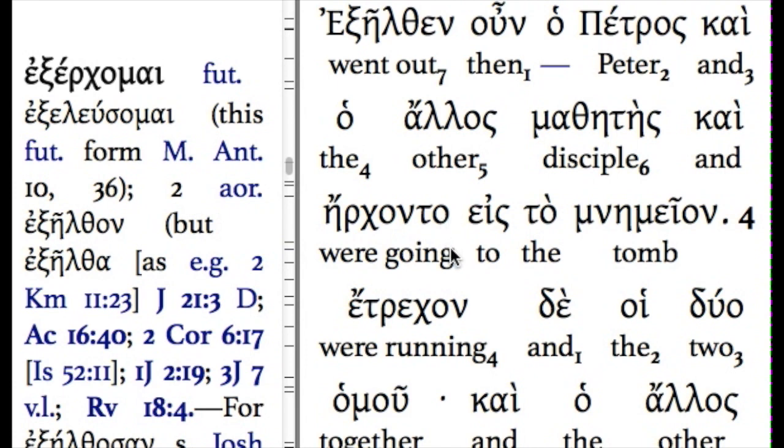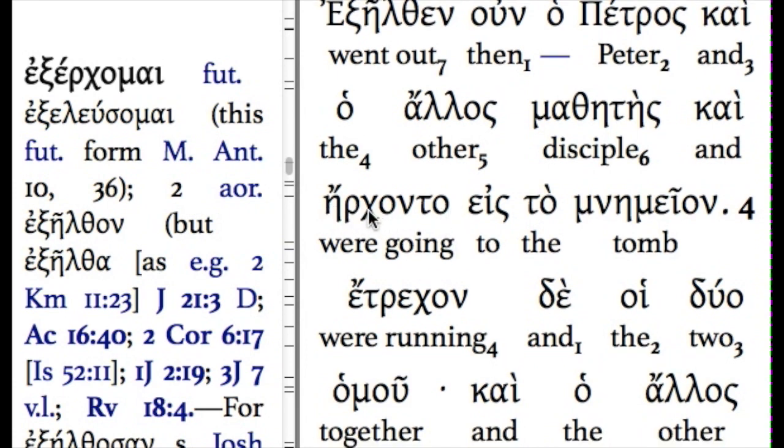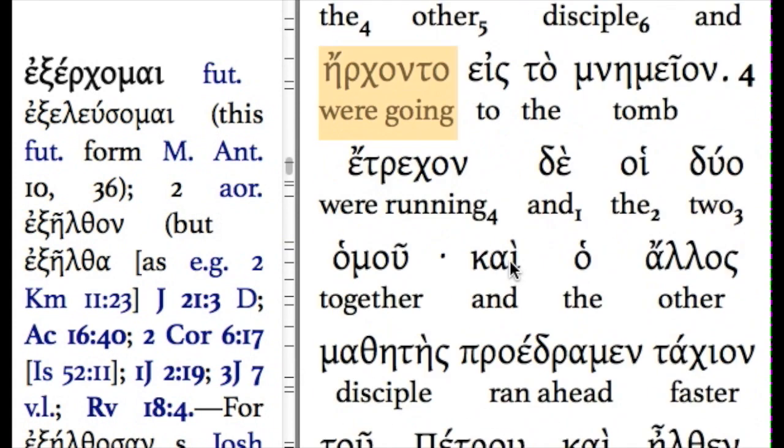Oh, here we go again. Erchonto. What's that from? Erchomai. Now you'll notice that erchonto is a secondary middle passive ending, and we've got this augment. So erchomai became erchonto. Okay, the epsilon augmented to an eta, and then we put it in the past. Here we have it's imperfect, so it's ongoing in the past. So Peter and the other disciple were going, erchonto eis to mnemeion, to the tomb.